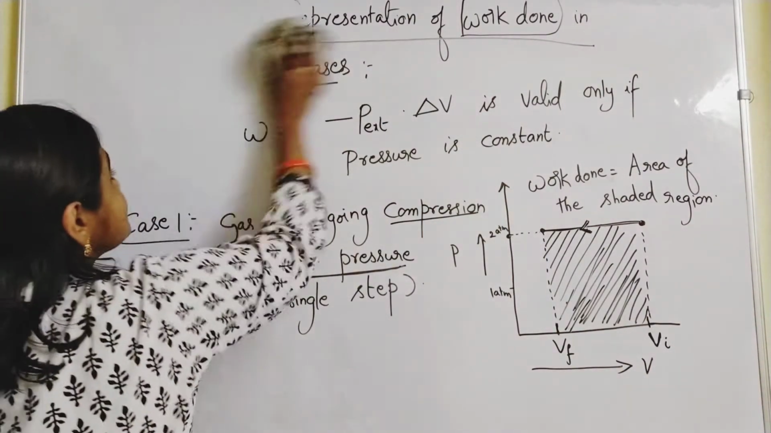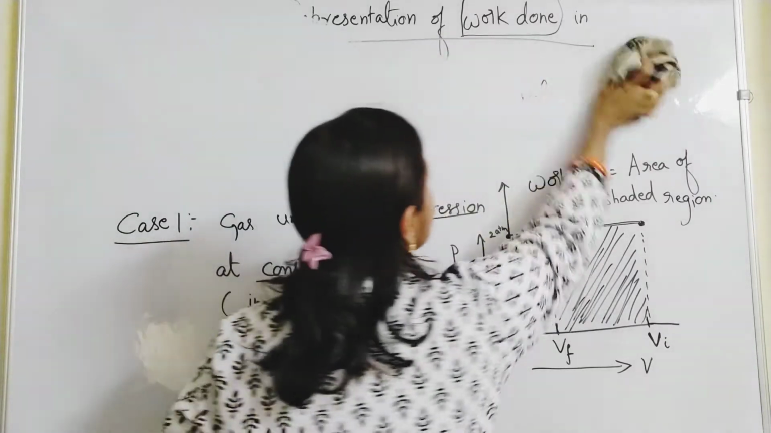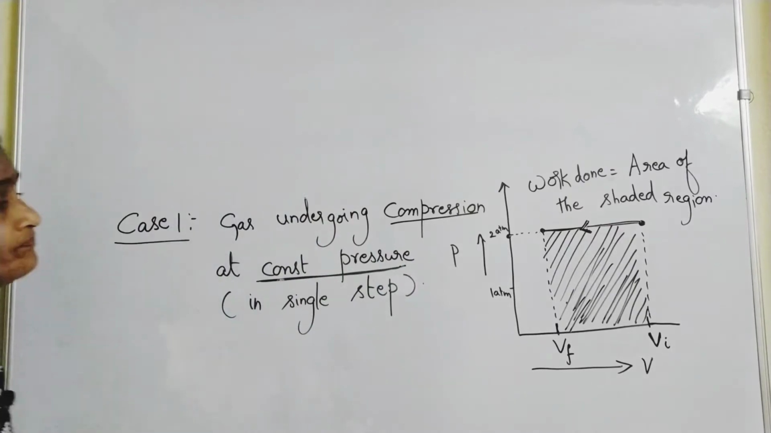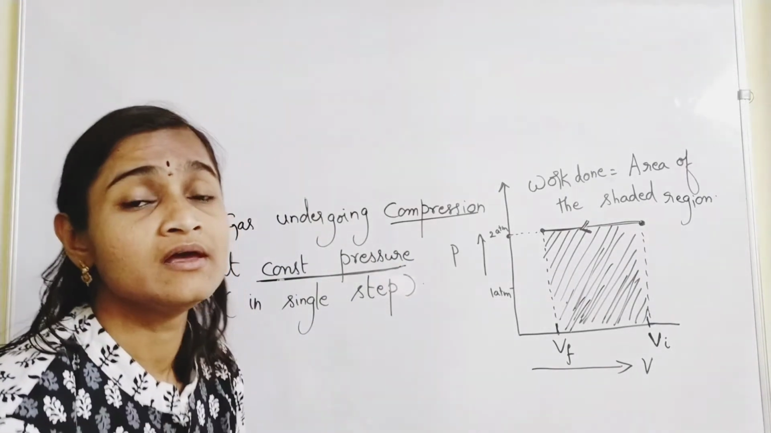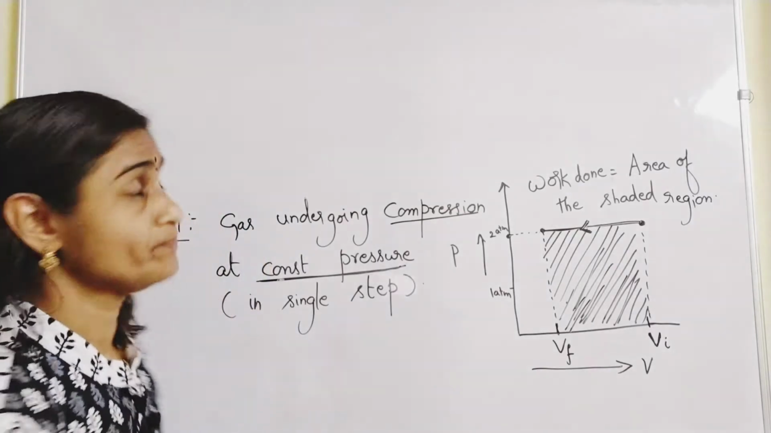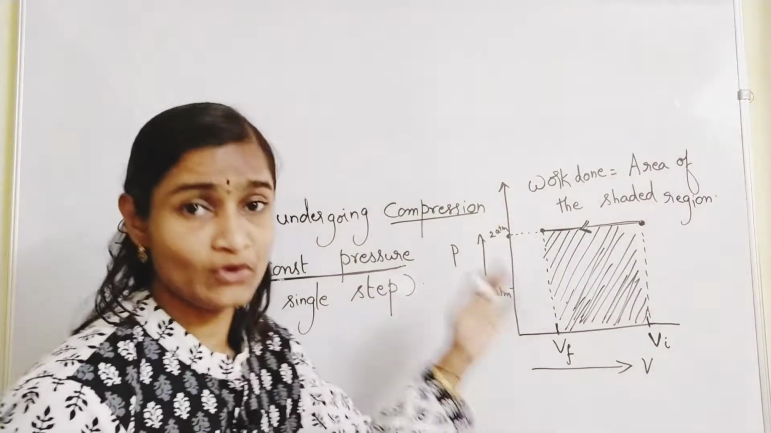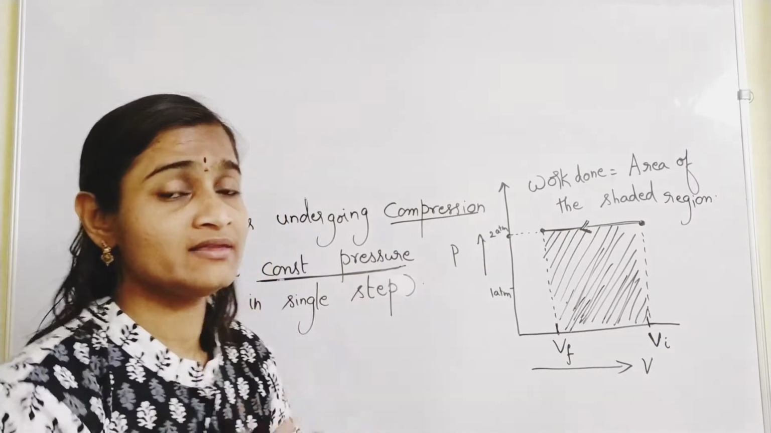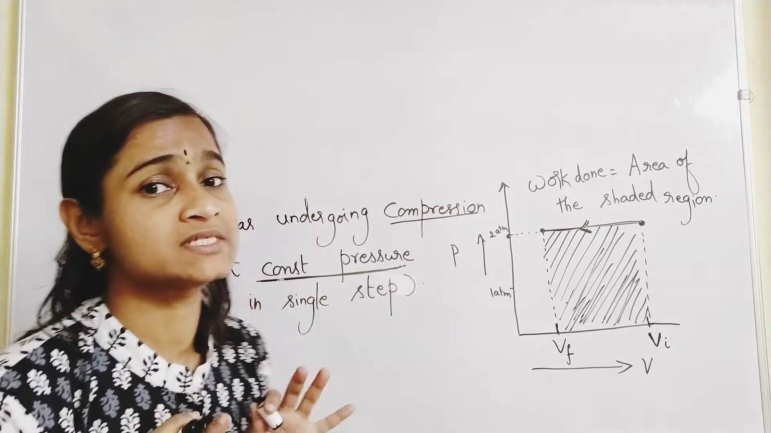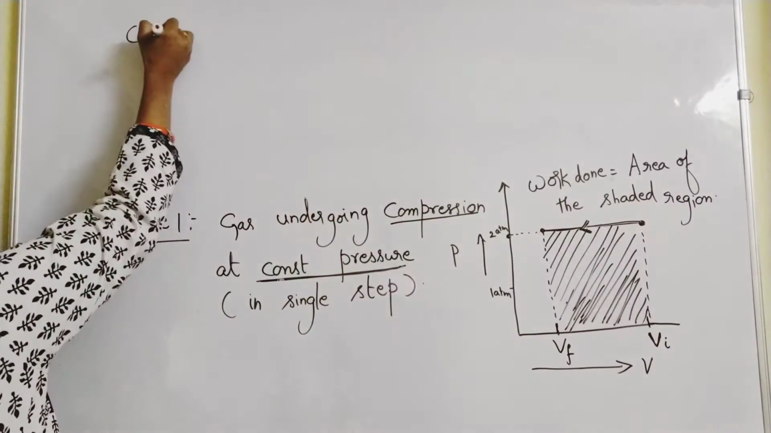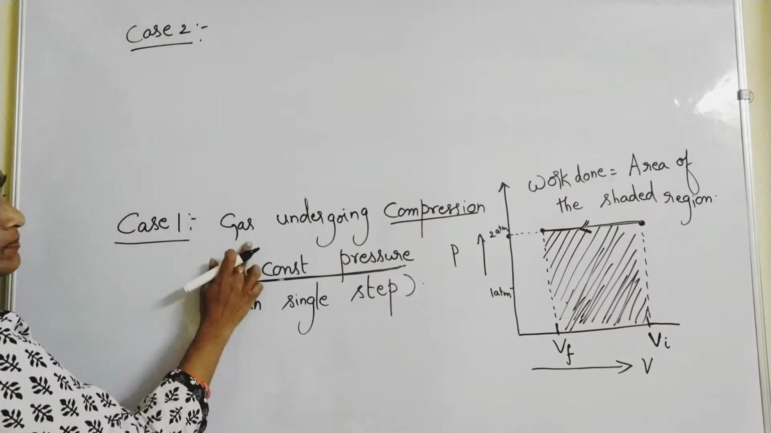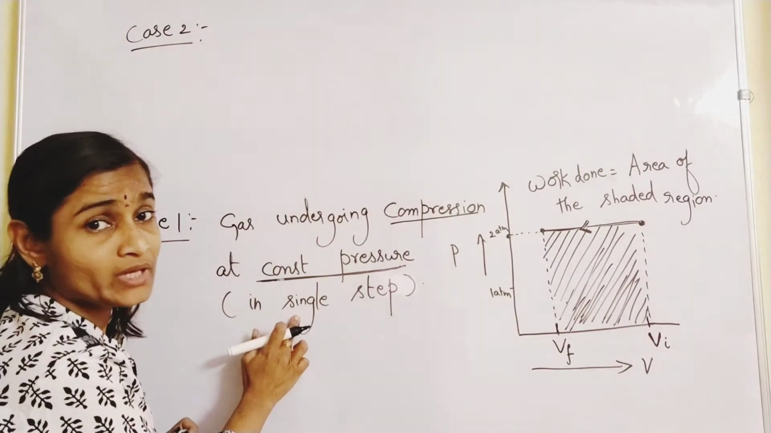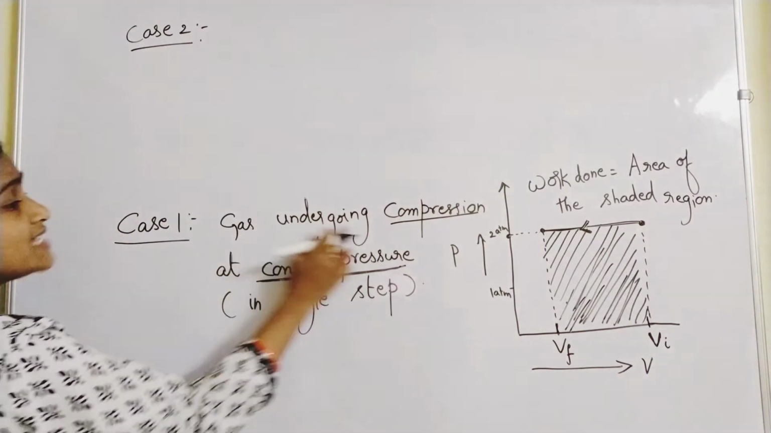Now let us go to case 2. If the work is done under varying pressure, gas undergoing compression under varying pressure, then also you have to draw the graph, and area under the graph will give you the amount of work done. That is fixed for all types of graphs. So case 2. What is case 2? Same, but not constant pressure, not single step. Please remember, case 2 is gas undergoing compression.